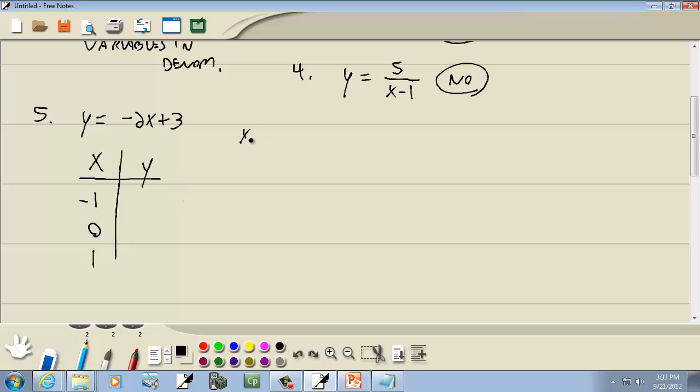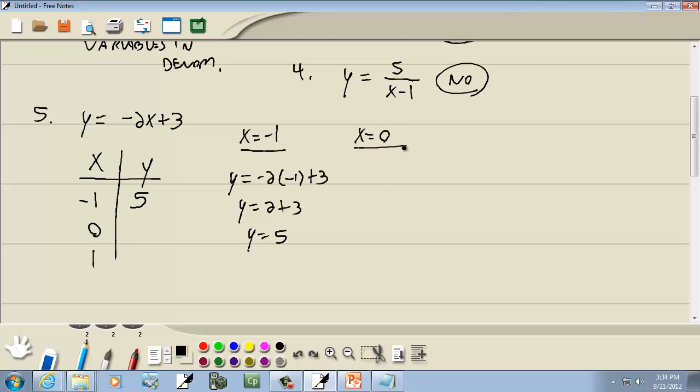And we're going to plug those in. So we've got x equals negative 1. We'll plug negative 1 in for the x into this equation here. So we've got negative 2 times negative 1 gives us a positive 2 plus 3. And 2 plus 3 gives us 5. So this one would be 5.